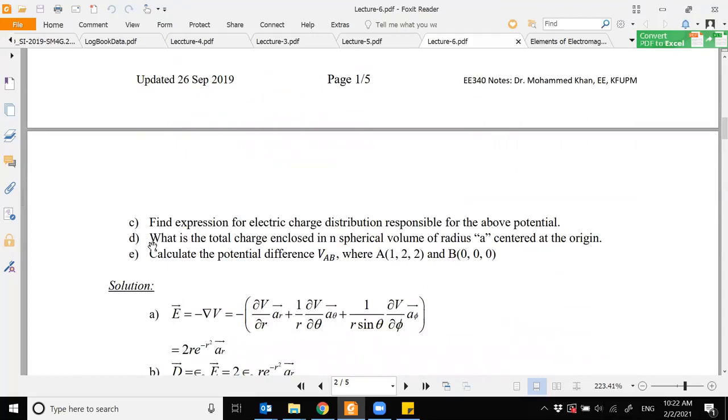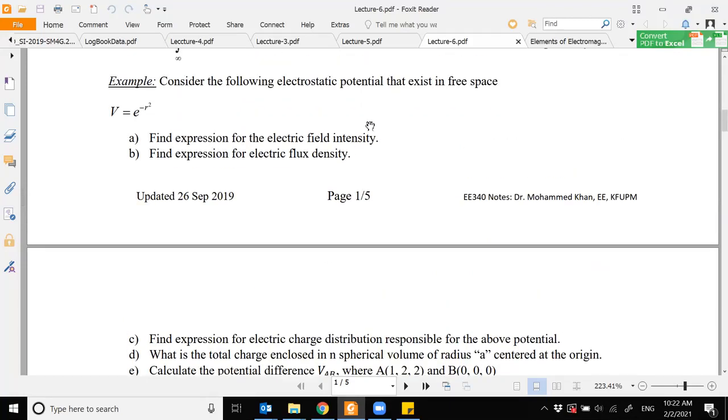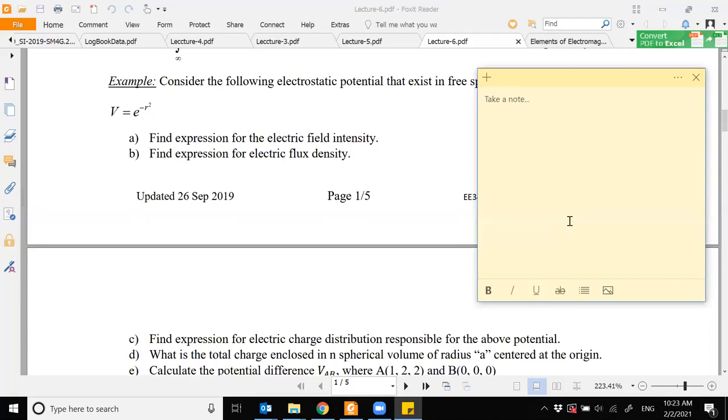And then you have D and E. So D and E, when it comes, we will talk about it. So that's fine. First, find the expression for electric field intensity. So now think about it. You have the potential and you need to find the electric field intensity. So what expression should I use? So V is known and E we need to find. So which expression should I use?